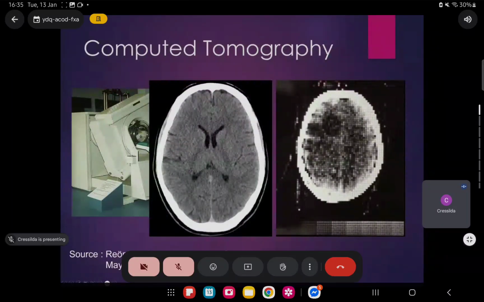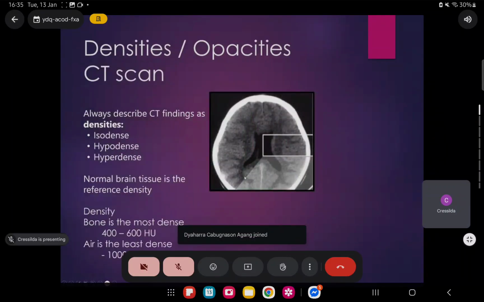Okay. So this is the first image, and this one was an image taken of one of our patients a couple of months ago. So when we talk about densities and opacities, we would describe it as hyperdense, isodense, hypodense. So what would we refer it to? We know when you say hypodense, it's darker. When you say hyperdense, it's brighter. When it's isodense, it's of the same. But in comparison to what? In comparison to the normal brain tissue, particularly the cortex or the gray matter. So when we say it is hyperdense, it is brighter than the gray matter. If it's hypodense, it's darker than the gray matter, and so on and so forth.